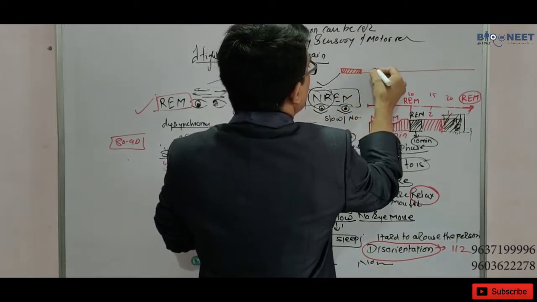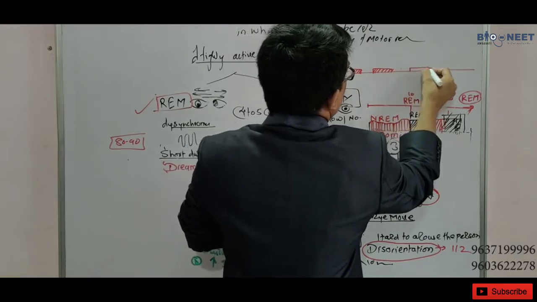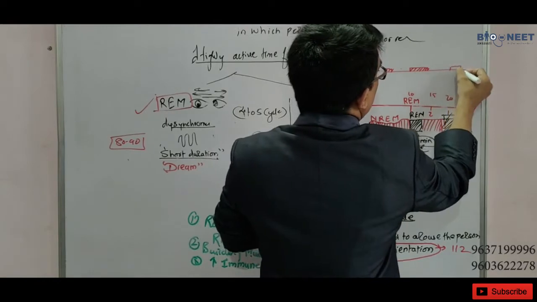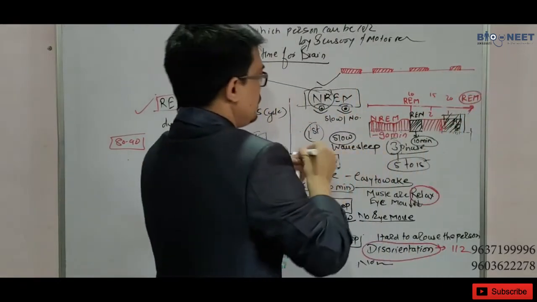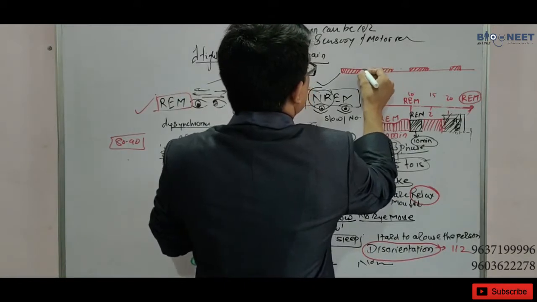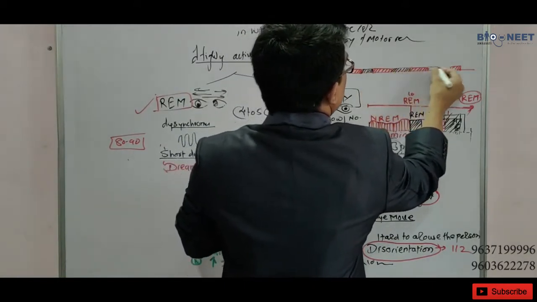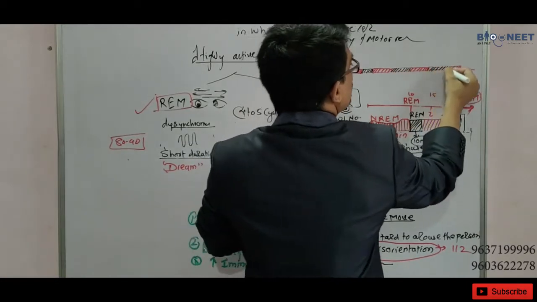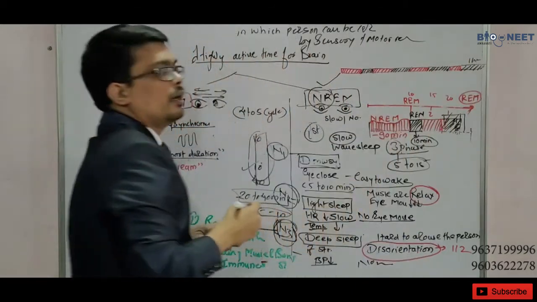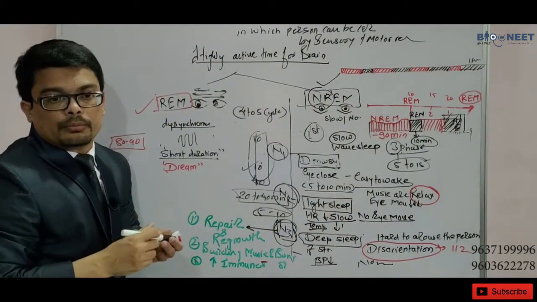NREM, 4 to 5 cycles. Can you see NREM is decreasing? And can you see here REM is increasing? Again it will increase more, and then at last its maximum is how much? 1 hour. Okay, and that is why we see the most dreams in the morning time.